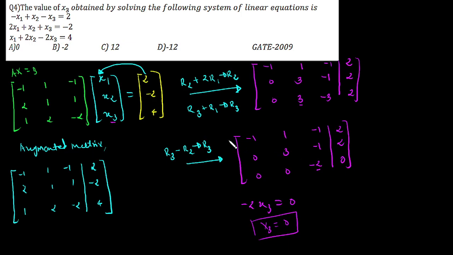You can also find the value of the remaining two variables, which are x1 and x2, because we are going from x3 to x2 to x1. We call it back substitution because we are going from the bottom. So we have found the value of the unknown x3 here, which is 0. So option A is the correct answer.